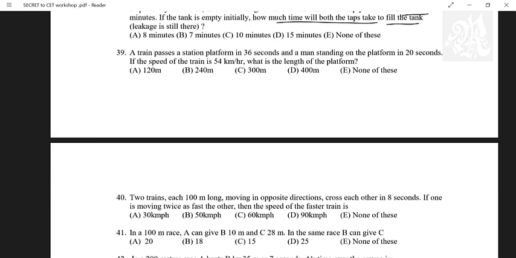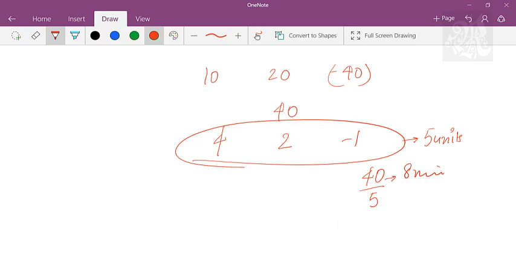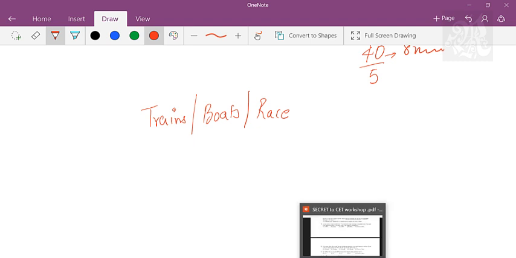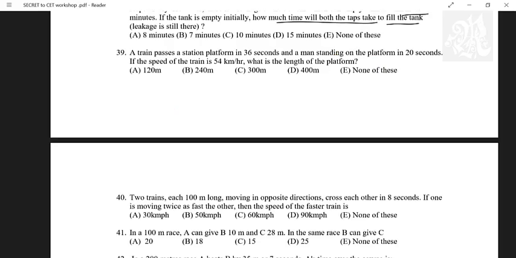Alright, let's go ahead now. Time, speed, distance. Obviously, in time, speed, distance, the most important would be trains, boats and races. These 3 things. If you're on the verge of fainting because you're worried about quant tomorrow, just do these 3 concepts, and definitely one of them will be asked in the CET. So have a look at the train question.